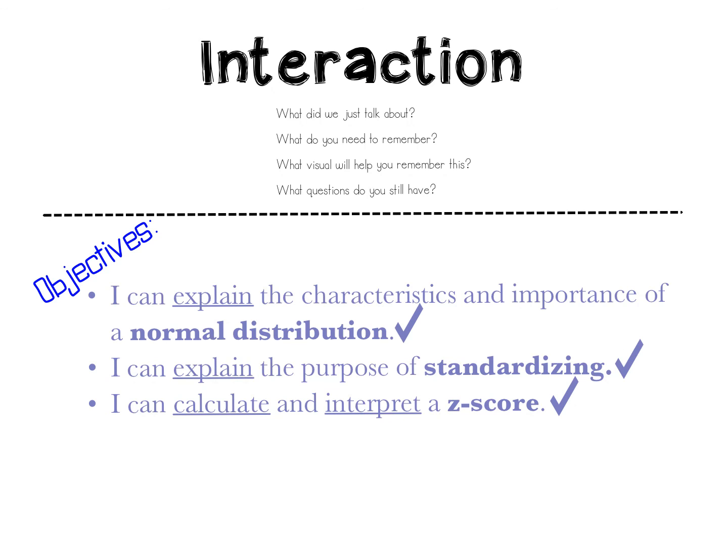All right, so we have made it through our objectives of being able to explain the characteristics of a normal distribution and the importance. We talked about standardizing and we calculated and interpreted z-scores. So go ahead and pause the video. These last two are the ones that we just recently covered. So go ahead and have an interaction in your notes. What are things that you need to remember? What questions do you have? What do you understand? What formula do you need? Go ahead and interact with your notes.